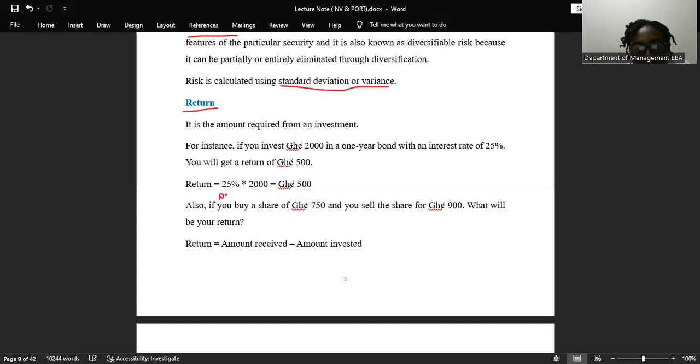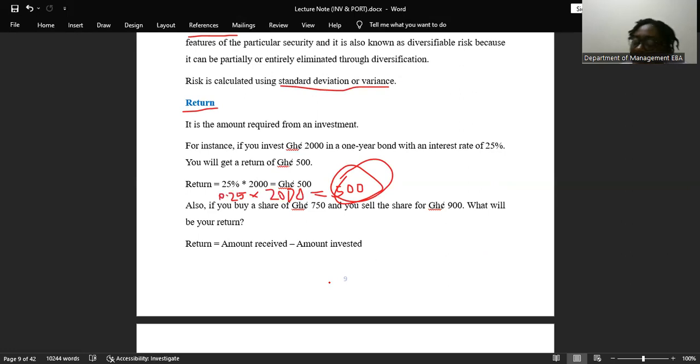0.25 times 2,000, okay? So the same thing, we are getting what? 500 Ghana cedi. All right. So that is it. So this is what? Your return. Right? This is your return.